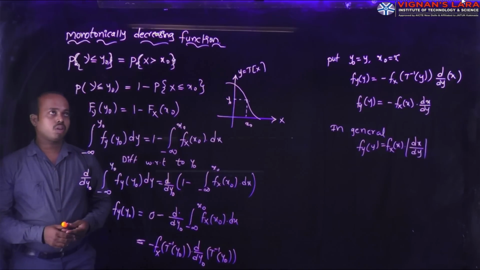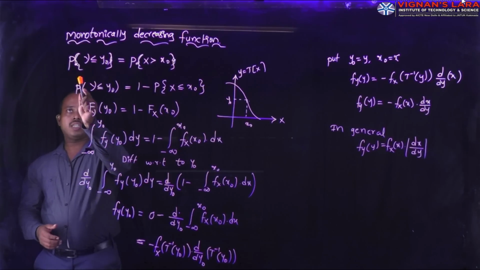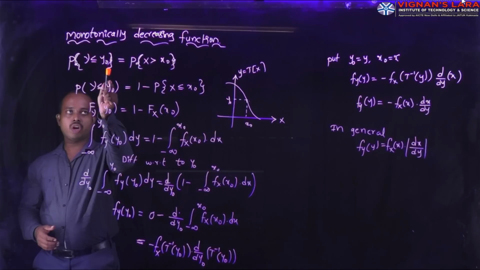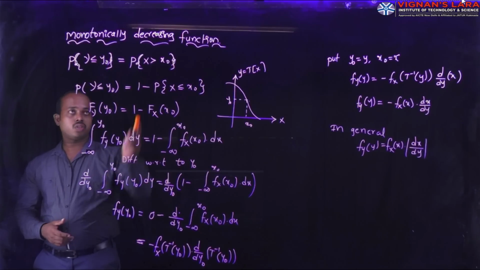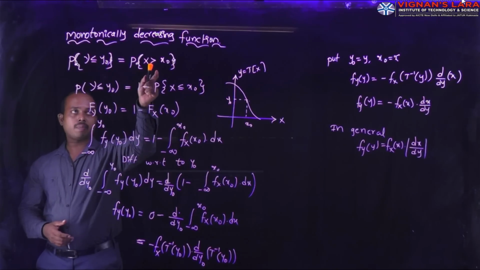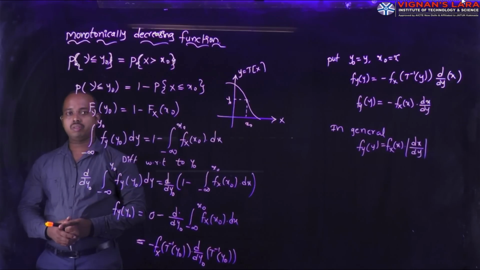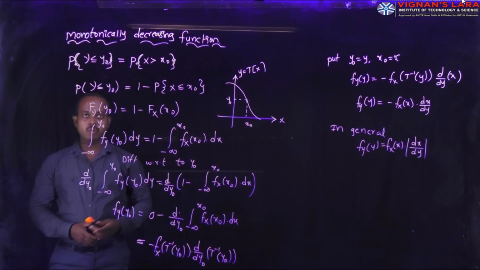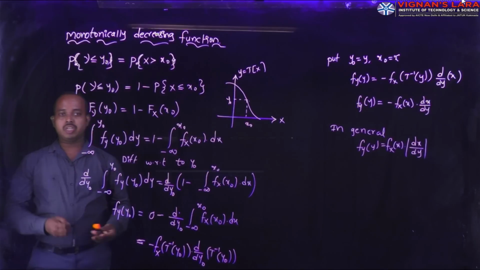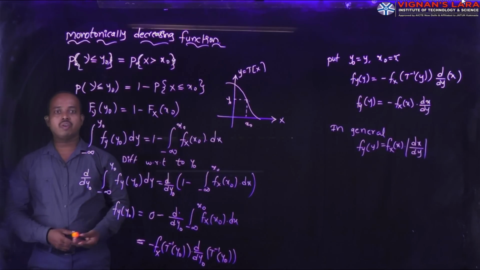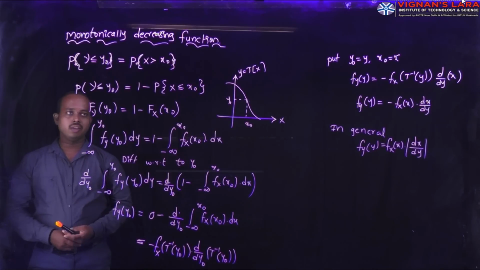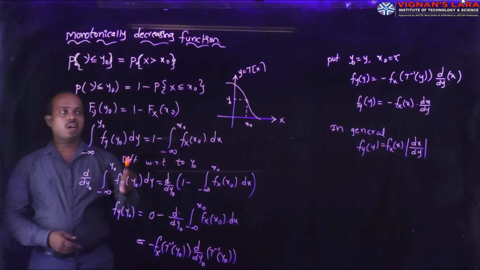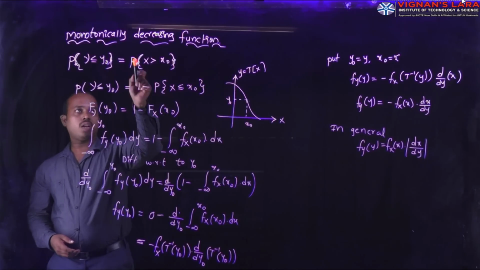For a monotonically decreasing function, the probability that Y is less than or equal to y naught is equal to the probability that capital X is greater than x naught. For this relation, we can write the possibilities and derive the equation for this monotonically decreasing function. For that, here I am simplifying this condition.